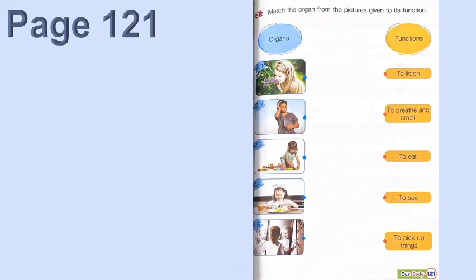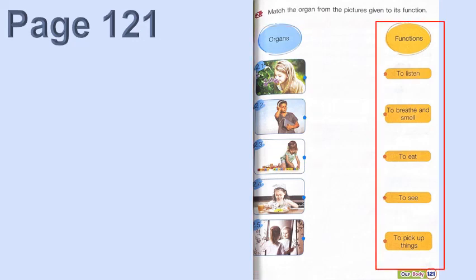Page 121, our last activity. Please match the organ from the pictures given to its function. So we have here organs. Look at the picture and our functions. First, to listen, to breathe and smell, to eat, to see, and to pick up things. Match it to the correct picture.